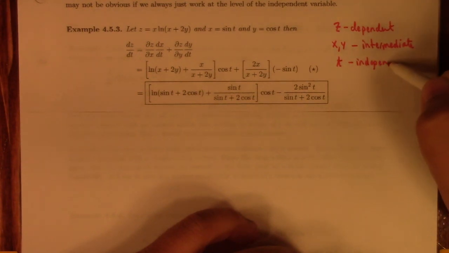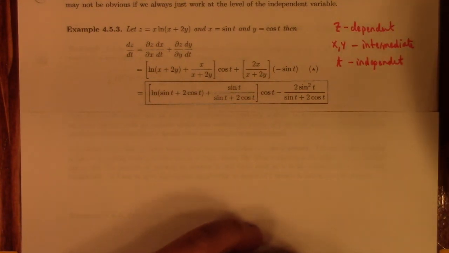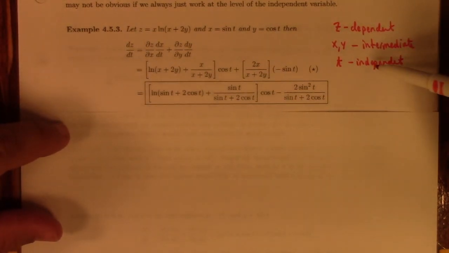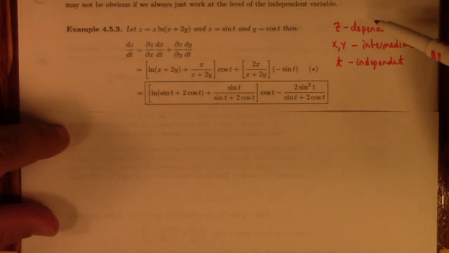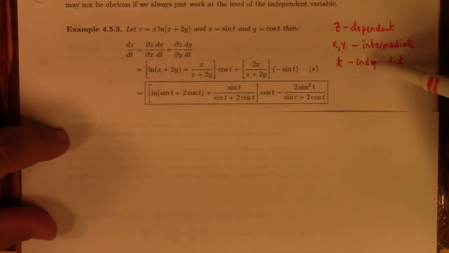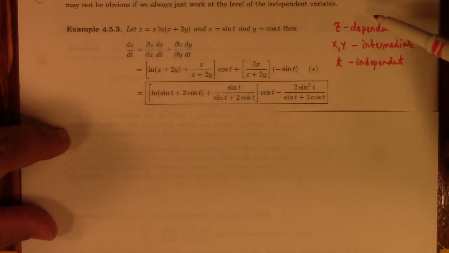So we can calculate a derivative of the dependent variable with respect to the independent variable, with the understanding that the dependent variable is actually built from a composition of the intermediate variables as functions of the independent variable. And I'm saying variables, but what I really mean is a composition of functions.